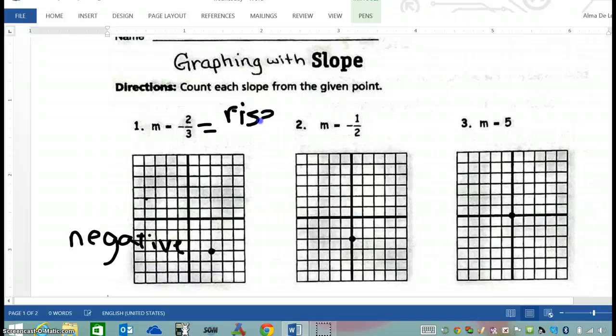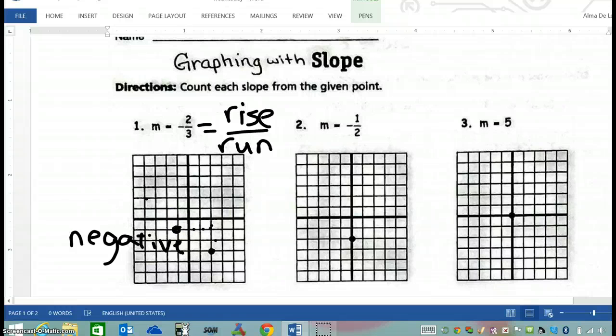rise over run. And we can move in both the left and the right directions. We just have to learn how to read this. So my slope, I'm going to rise 2. If I rise up 2, that means I'm going to run negative 3. So let's do that. I'm going to rise 2, 1, 2, and I'm going to run negative 3. So I'm at 1, 2, 3. So that's 1 point.